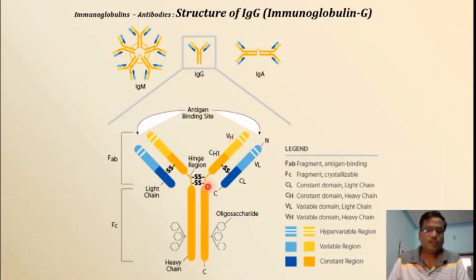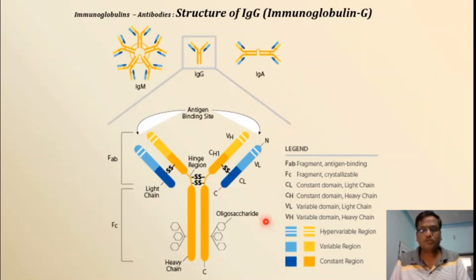So the constant region of the heavy chain is called CH, constant heavy, and the constant region of the light chain is called constant light, whereas the variable region of the heavy chain is called variable heavy, and the variable region of the light chain is called variable light. Now this is the part of the antibody which is going to bind with the antigen. That's why it's called the antigen binding site. Here, fragment antigen binding, FAB, fragment crystallizable, and CL refers to the constant domain. We already studied that.